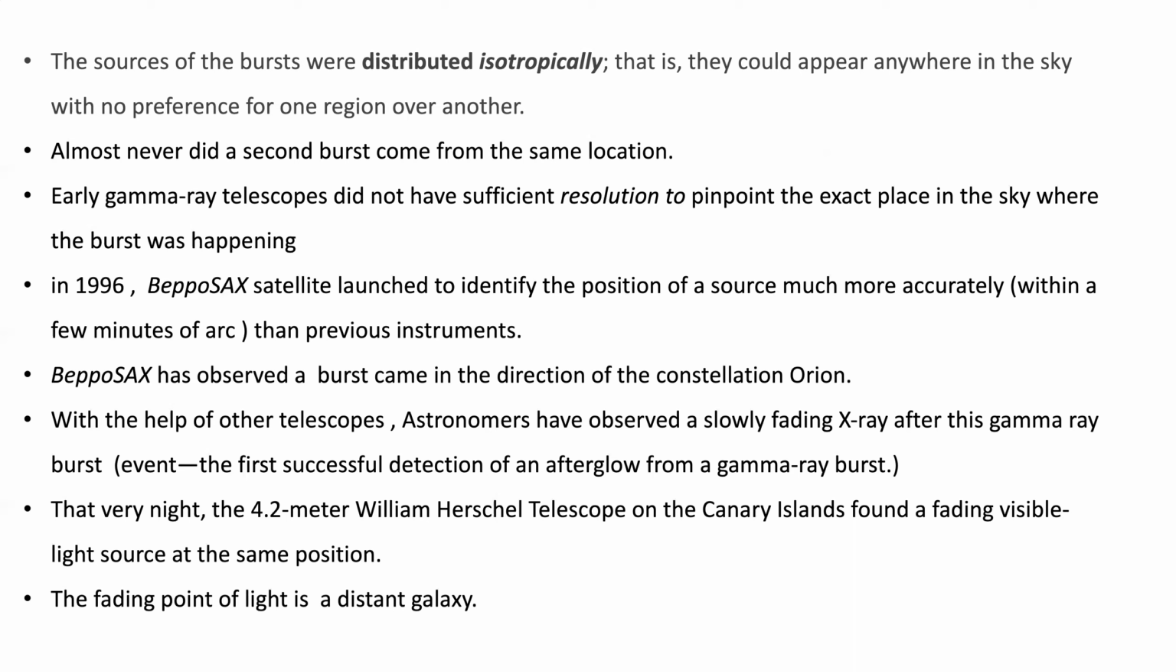And in the same night, the William Herschel telescope, which is a 4.2-meter telescope in the Canary Islands, also found a fading visible light source at the same position. So there is something there. When a gamma ray burst came, there is always something at that particular position. What they identified is that this fading point of light is a very distant galaxy. So the conclusion is that these gamma ray bursts are coming from galaxies in different parts of the universe.